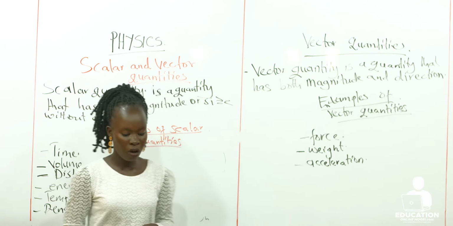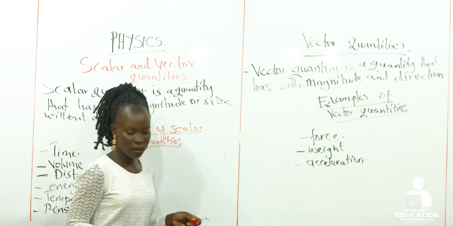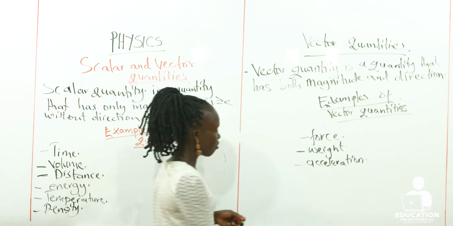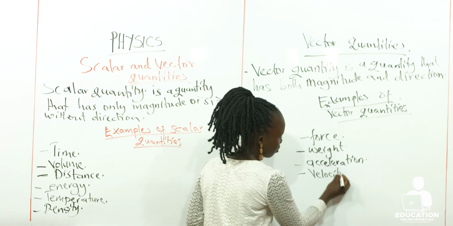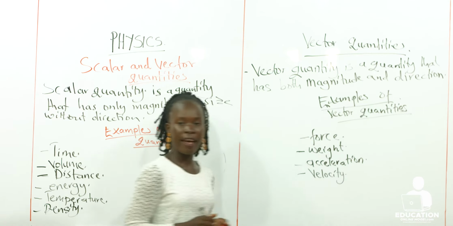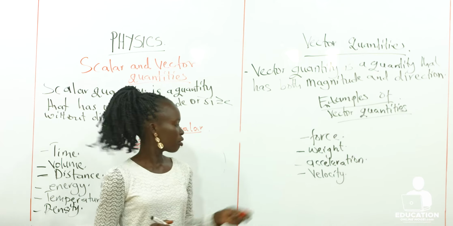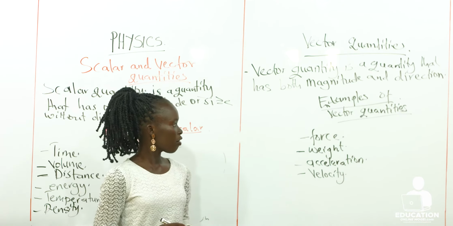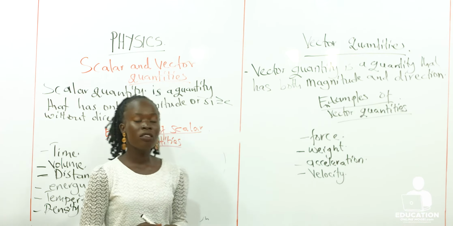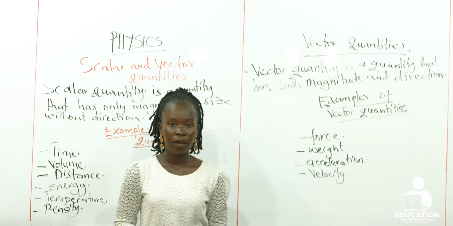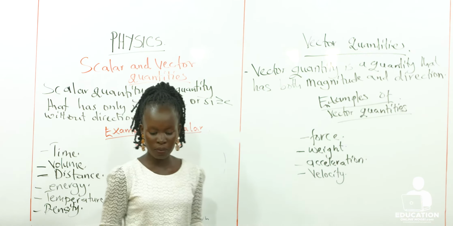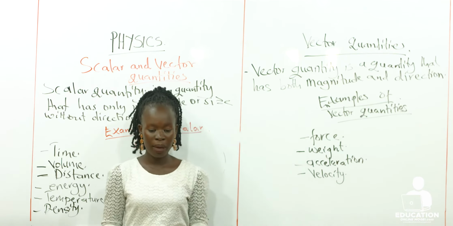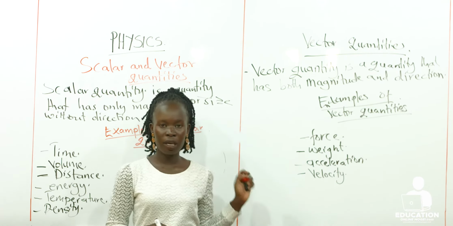So we also have what is known as velocity as another example of these vector quantities. There are so many. These are not the only examples. We have things like displacement, we have things like momentum, we have so many of these.